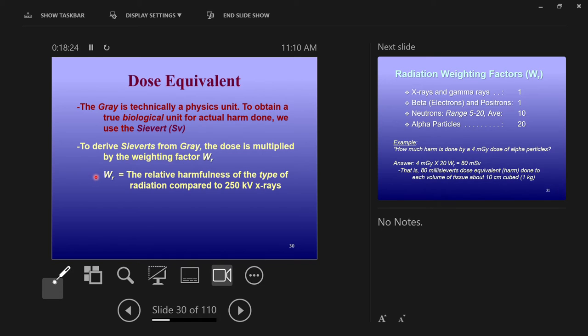So let me read this, then I'll explain, and then I'll write a couple things on the board. Hang in there. The radiation weighting factor, which is noted as a capital W, subscript lowercase r, W sub r, is comparing the relative harmfulness of the type of radiation you're talking about compared to X-rays. So we're saying compared to X-rays, how much more harmful is this type of radiation? And we're going to get a number, how many times more harmful it is.